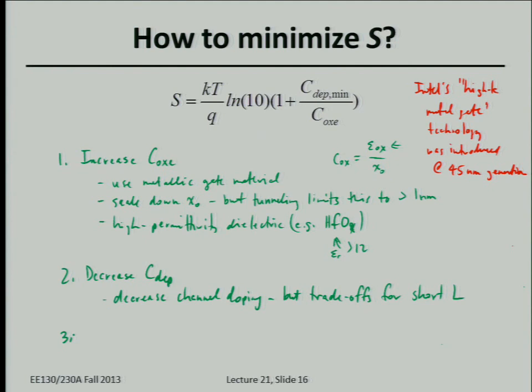Yes, John? Okay, change the operating temperature. Now, you want S to be minimized, right? You want to minimize the gate voltage swing. So you decrease temperature. Good. So what happens to the threshold voltage when you decrease the temperature?